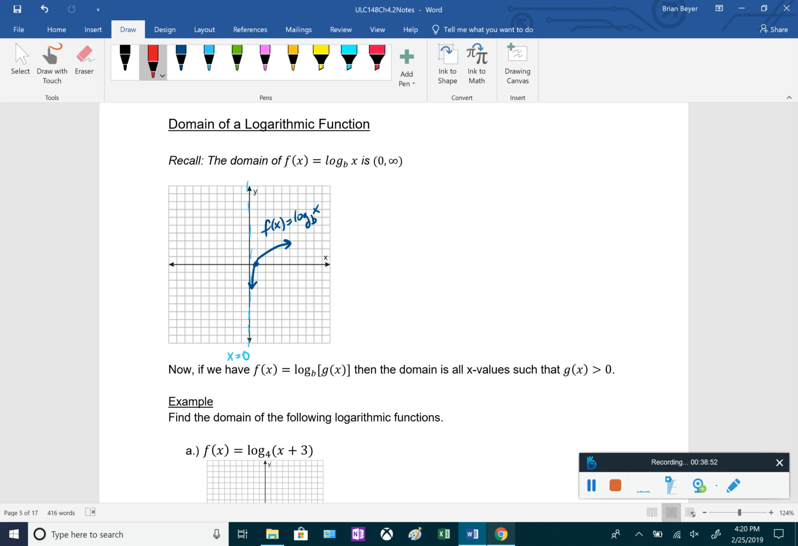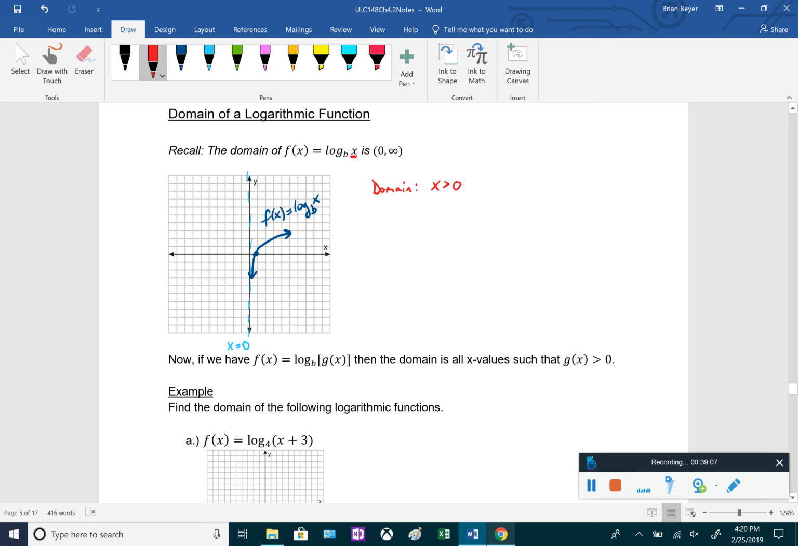So what that means is, for this x value right here in log base b of x, the domain is when x is greater than 0, right? That's the same thing as the domain being 0 to infinity. In general, it won't always be log base b of just x. If we have the function log base b of g of x, where g of x is just another expression with x in it, the domain is going to be all the x values as long as g of x is positive.